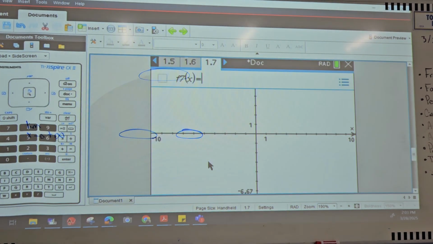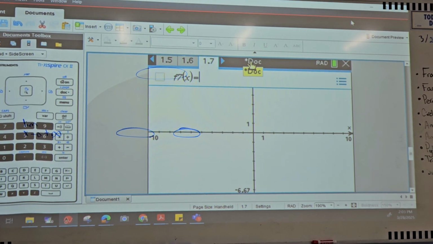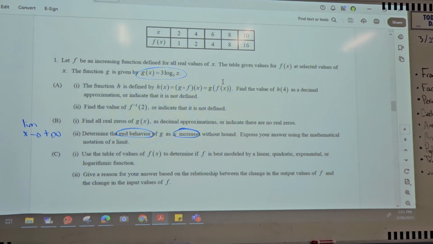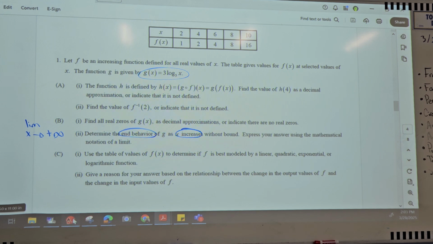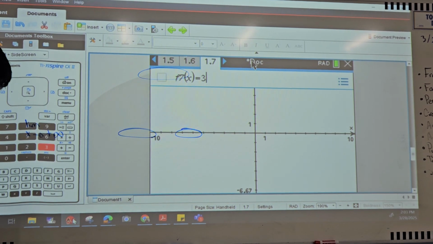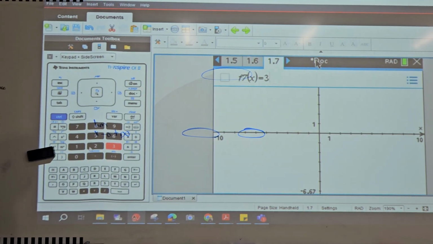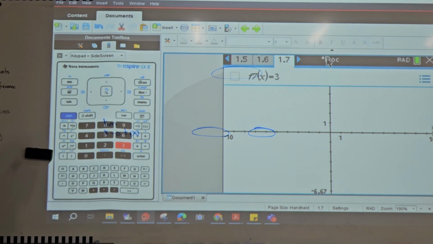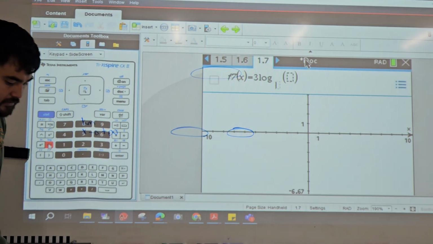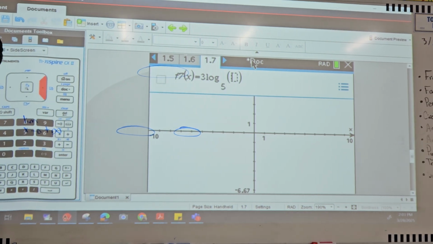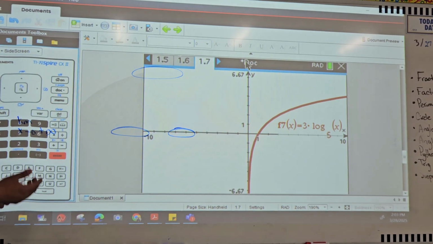So I go to graph and try to copy this one, so it's going to be 3 log with the base of 5. Where do I find the log? Well, you find the log right here, where you have 10 to the power of x, so you just press control 10 to the power of x. The base was 5, and then my input is just x. Graph it, and there you go.